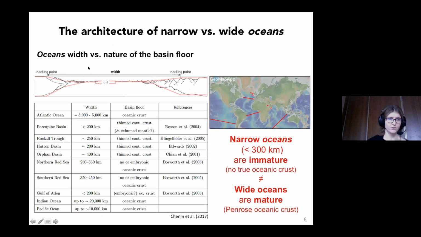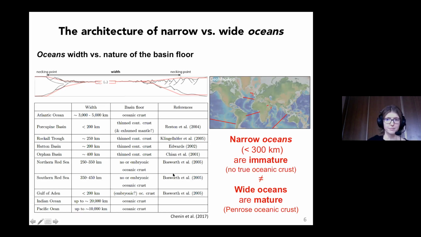So first, on a very first order, we compared the nature of seafloor between basins that are narrow and wide. And we realized that narrow oceans that are less than 300 kilometers wide usually do not show a mature oceanic crust. We call them immature. In contrast, oceans that are wider than about 300 kilometers usually display steady state Penrose type oceanic crust, and we call them mature.